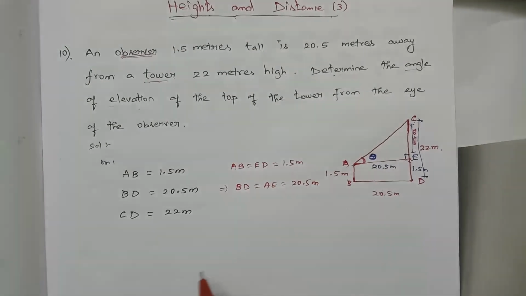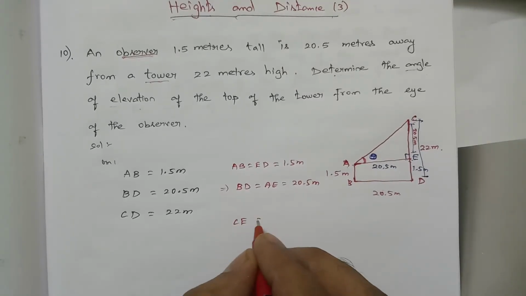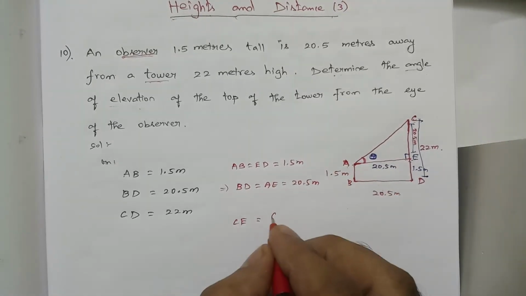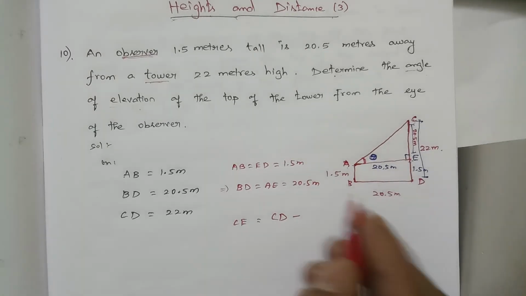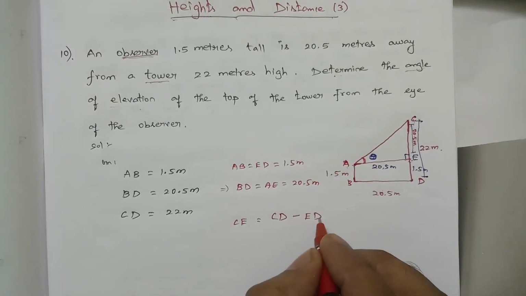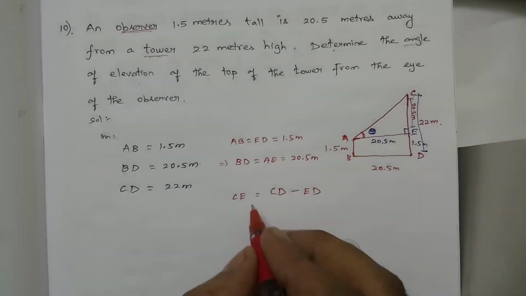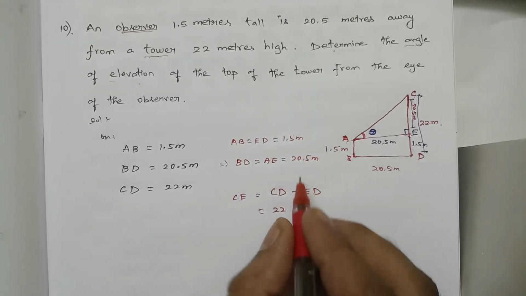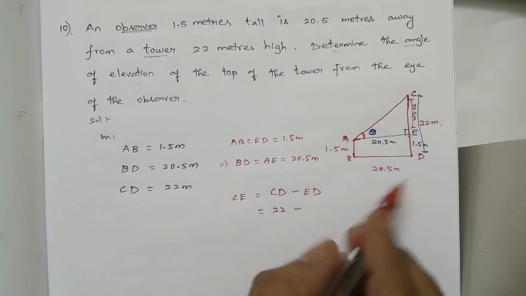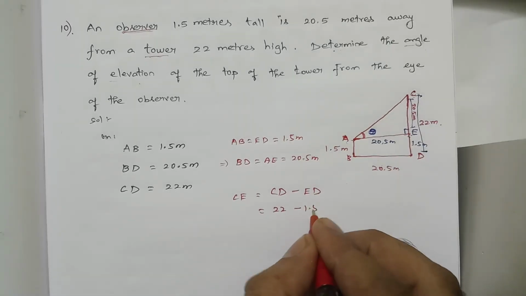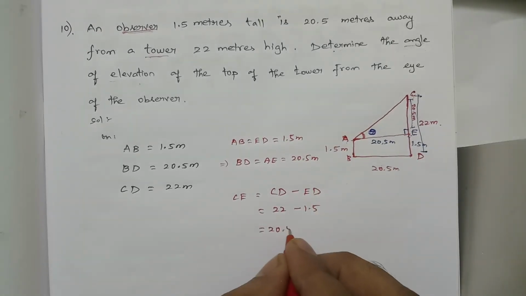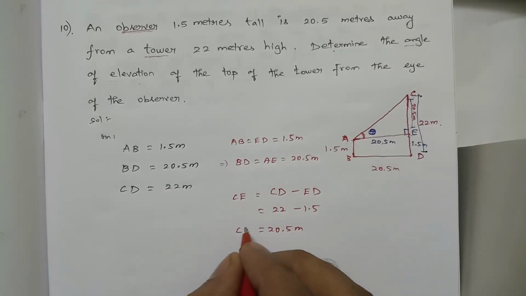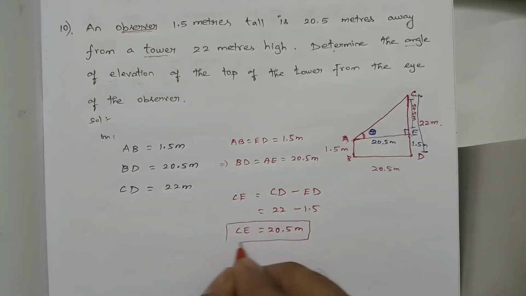Next, I am going to find CE. How am I going to find CE? CE is nothing but CD minus ED. What is the length of CD? 22 meter. 22 minus ED, which is 1.5, is equal to how much? 20.5 meter. So CE is equal to 20.5 meter.